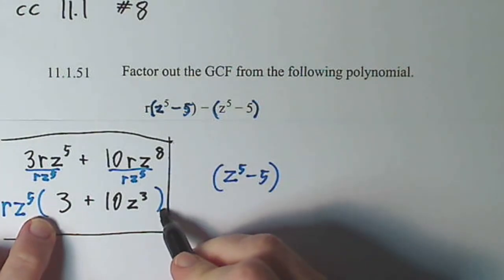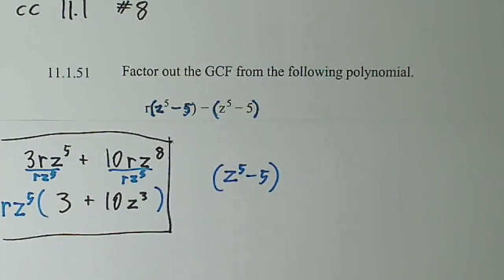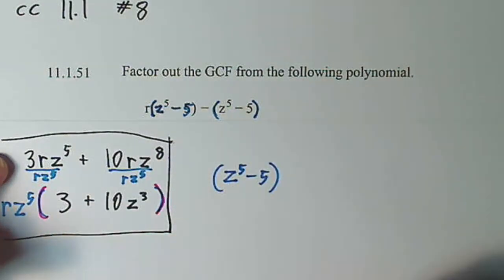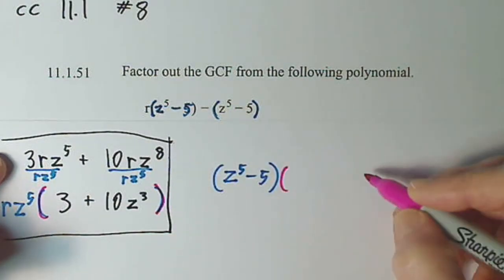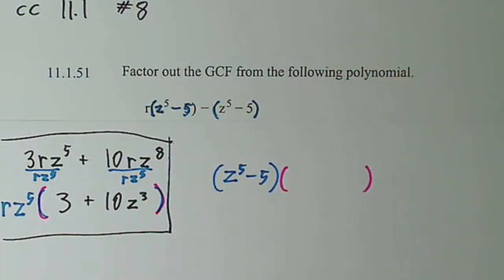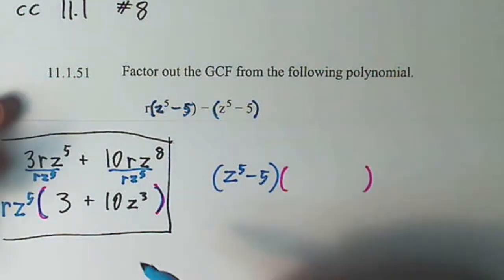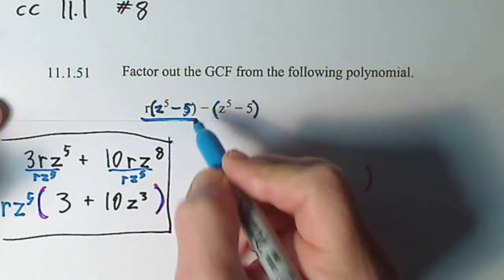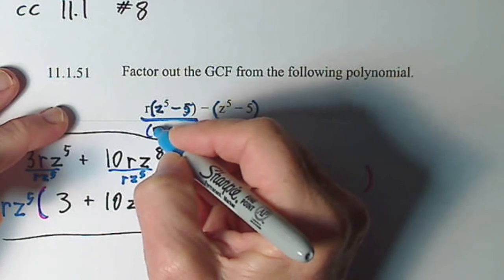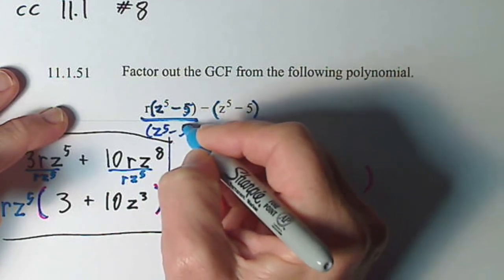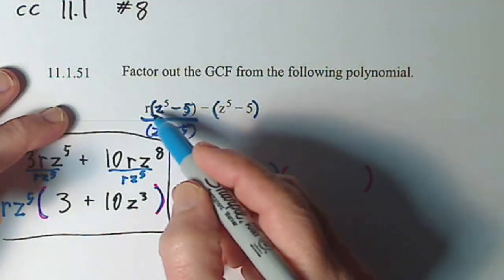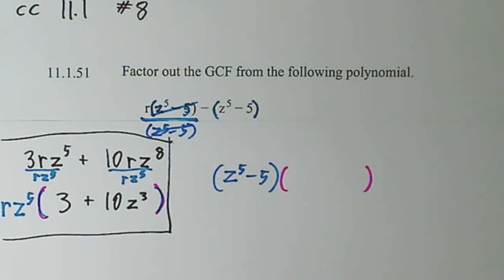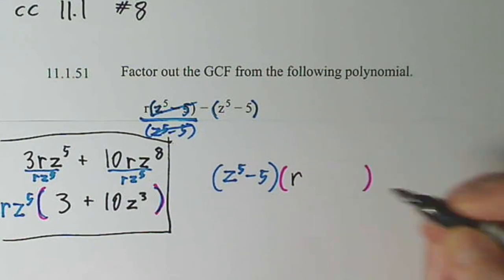Over here I had this set of parentheses. I'll make them stand out. See that set of parentheses? That's this set right here. And how did I do that? I divided each term by my common factor. So if I divide this by z to the 5th minus 5, those two would cancel, and the only thing left would be an r. So the r is left.